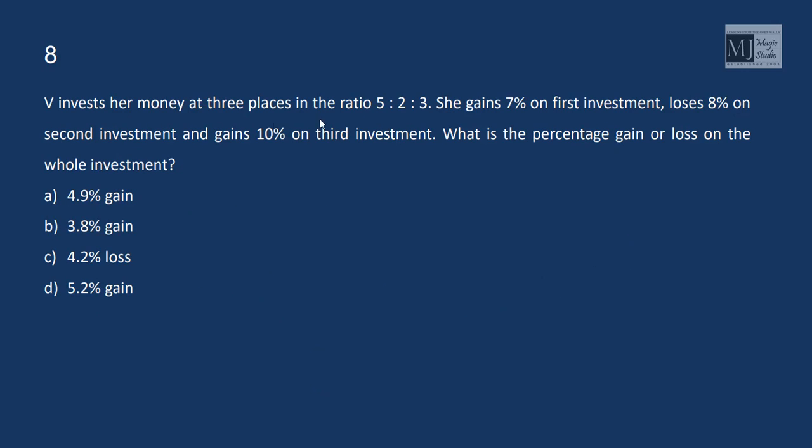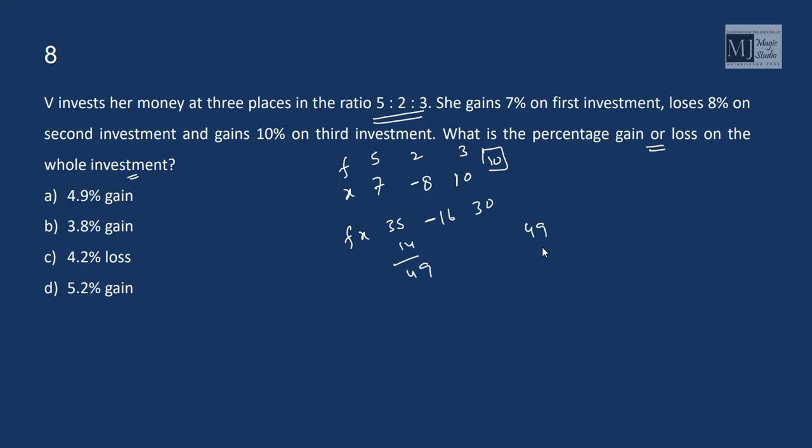We invest her money at 3 places in the ratio 5:3. She gains 7% on first, loses 8% on second, and gains 10% on the third. What is the percentage gain or loss on the whole investment? That is nothing but we just need to find the mean of this data. Fx would be 35 minus 16 plus 30. So that is 49. 49 by total of F, which is 10, gives 4.9% overall gain.